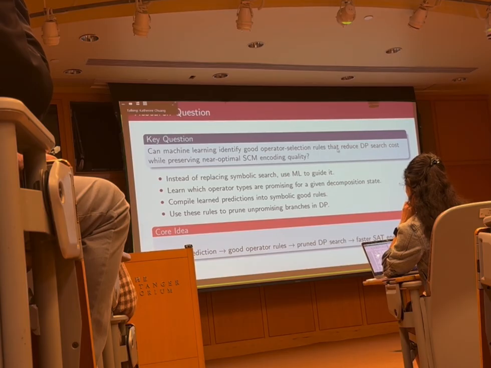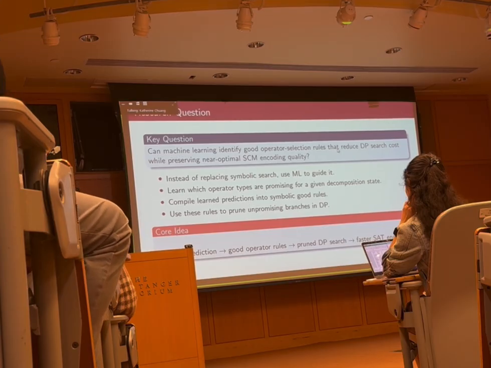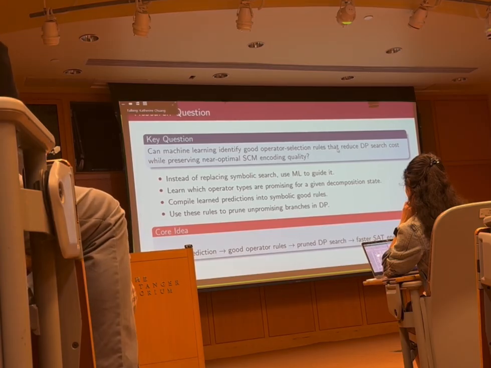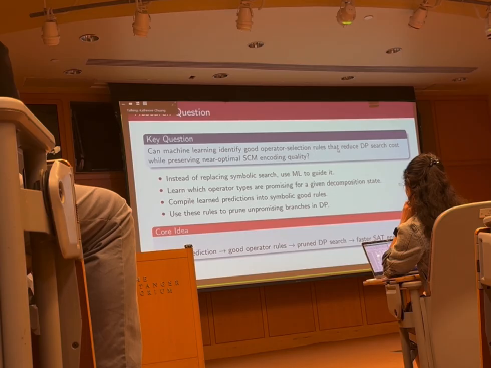And here is the core idea of our architecture: we use the GNN for prediction, and we convert the prediction into good operator rules, and then we use the rules to help prune the search space, so that leads to the faster set encoding.